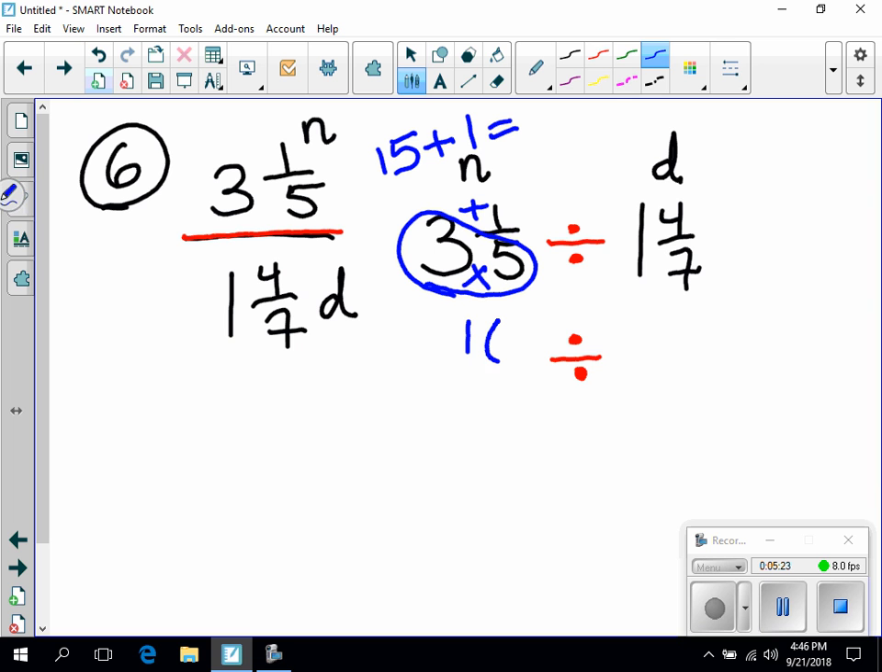We get the result of 16. 16 is in the numerator. You keep the denominator the same. You leave it a 5.